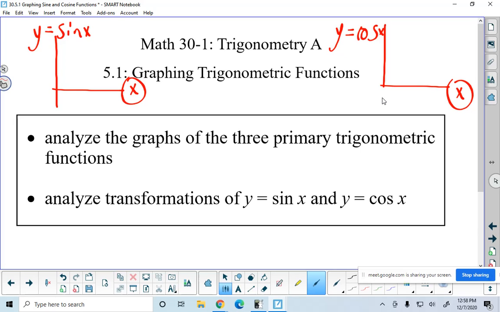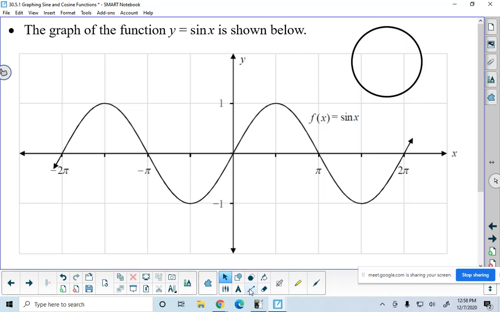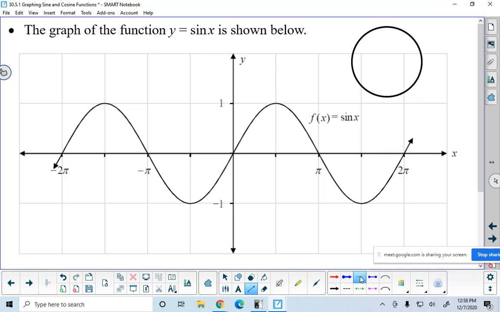We're going to be looking at the transformations of y equals sine of x and cos of x, and also looking at the graphs of the three primary trig functions, which would be sine, cosine, and tangent. So I'm just going to give you in your notes what the graph of y equals sine of x looks like. And we can certainly explain this graph based on the unit circle. So I'm going to draw a little circle up here. You don't need to draw this. And I'm going to put my axes in. And I will put a terminal arm in.